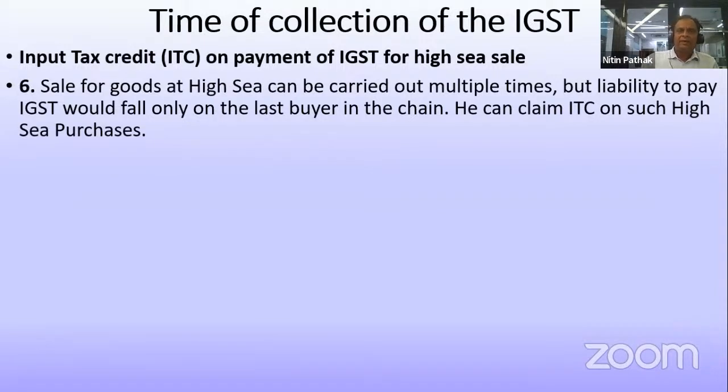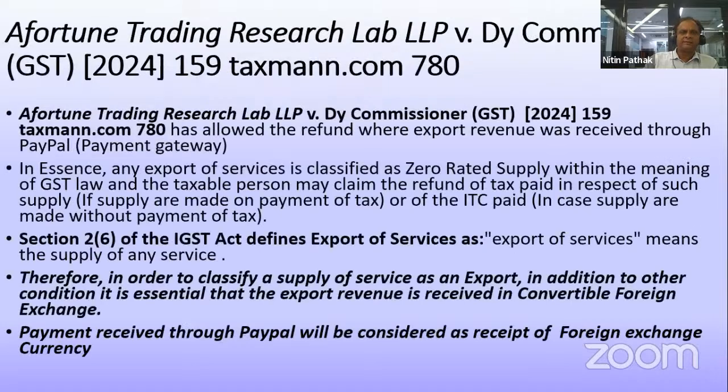ITC payment on IGST assets. Sale of goods at ICC can be carried out multiple times, but liability to pay IGST falls only at the last buyer in the chain. He can claim ITC on such purchase.